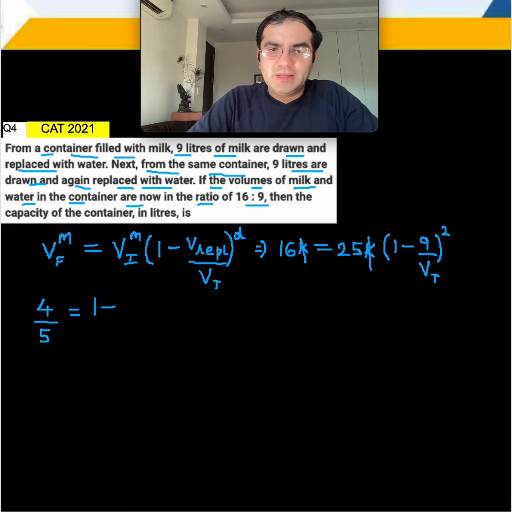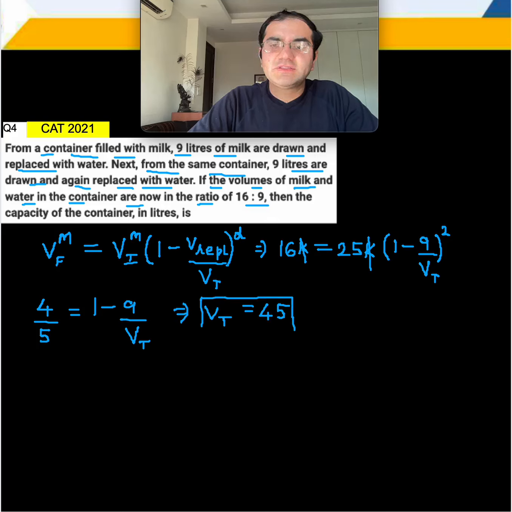4 by 5 is 1 minus 9 upon Vt, and calculate Vt. 1 minus 4 by 5 is 1 by 5, and 5 into 9 becomes 45. Vt is 45, which is the right answer for question number 4. Straightforward question.